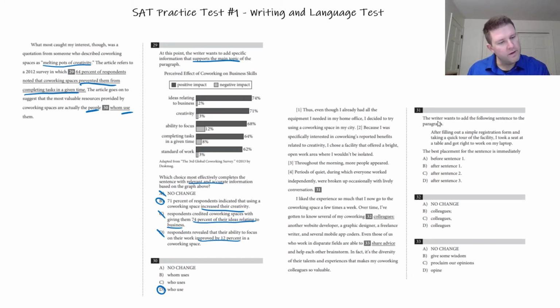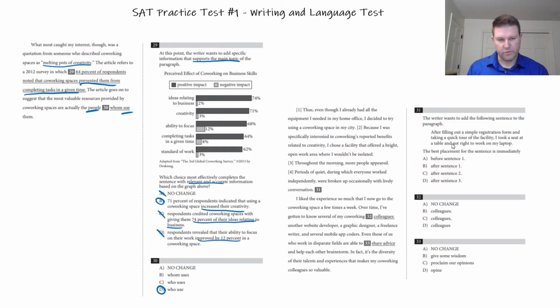Heading over to 31. The writer wants to add the following sentence to the paragraph. After filling out a simple registration form and taking a quick tour of the facility, I took a seat at a table and got right to work on my laptop. So you're just asking yourself, like, chronologically, when would it make the most sense for this to happen? Okay, so it would make sense that he's already picked out a facility, right? And he's already arrived there, and he filled out a registration form, and now he's like sort of getting into it, right? So what you want to do here is read this sentence and sort of summarize it the way we just did, and then choose the earliest point in the paragraph, or try the earliest point in the paragraph where they offer you to plug it in.